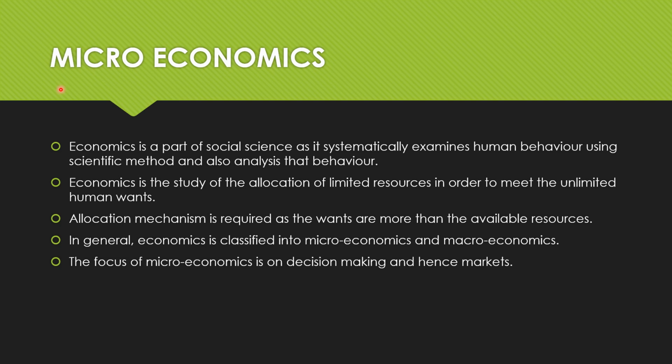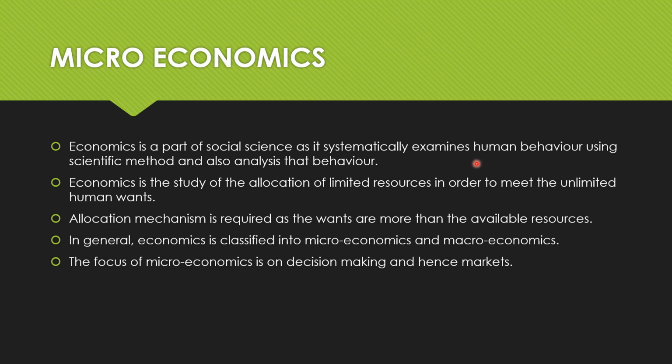Before understanding microeconomics, let's understand what is economics. Economics is a part of social science. Now, why is it a part of social science? It is a part of social science because it systematically examines human behavior. And how does it systematically examine human behavior? It does so by using specific scientific methods, which we'll be studying in the next slide, and by also analyzing human behavior. So it is a social science because it systematically analyzes human behavior using scientific methods.